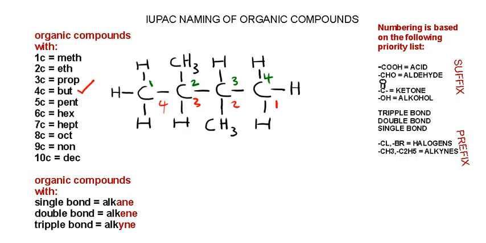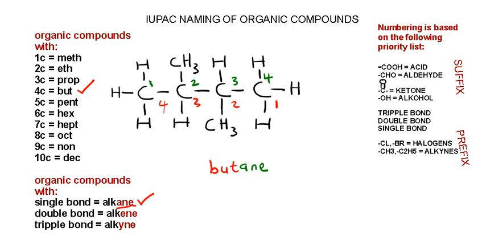So we write but, B-U-T. We check for the bonds. What we have here is a single bond, and the single bond here belongs to a compound called alkane. So we are going to take the ANE in alkane and join it to the but. It becomes butane.